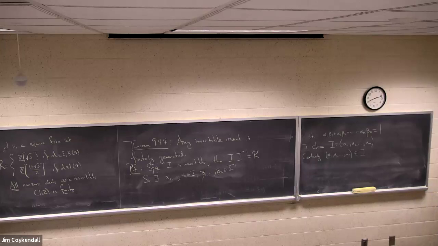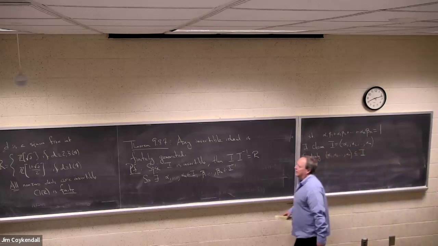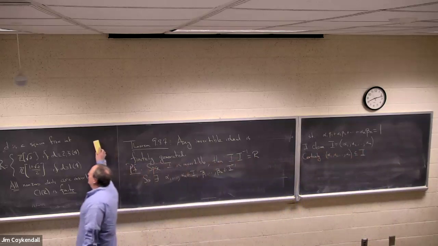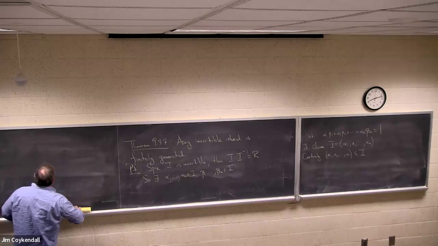So as an R module, the R module generated by alpha one up to alpha n is contained in I, right? The tricky part is the other way. Why is it true? Let me recall for you very quickly, that might help in the other direction.